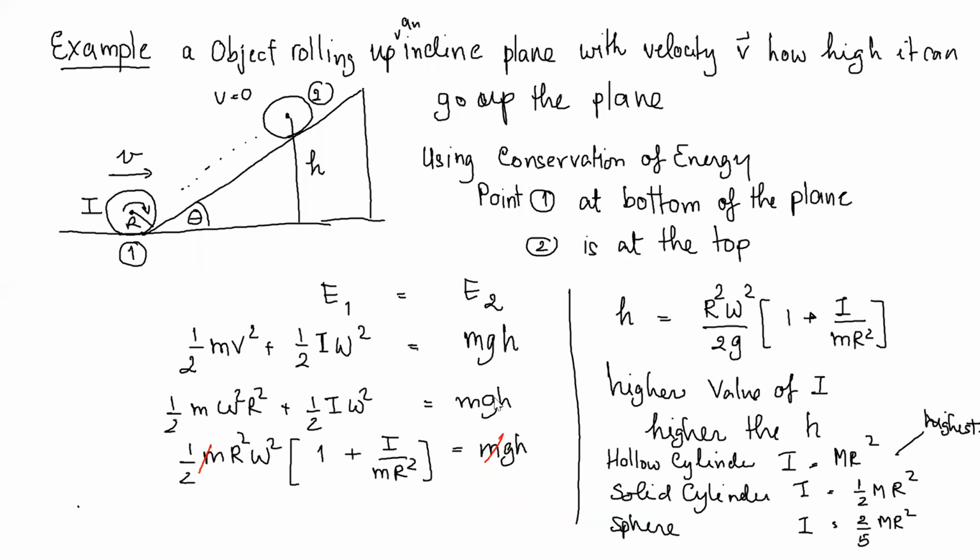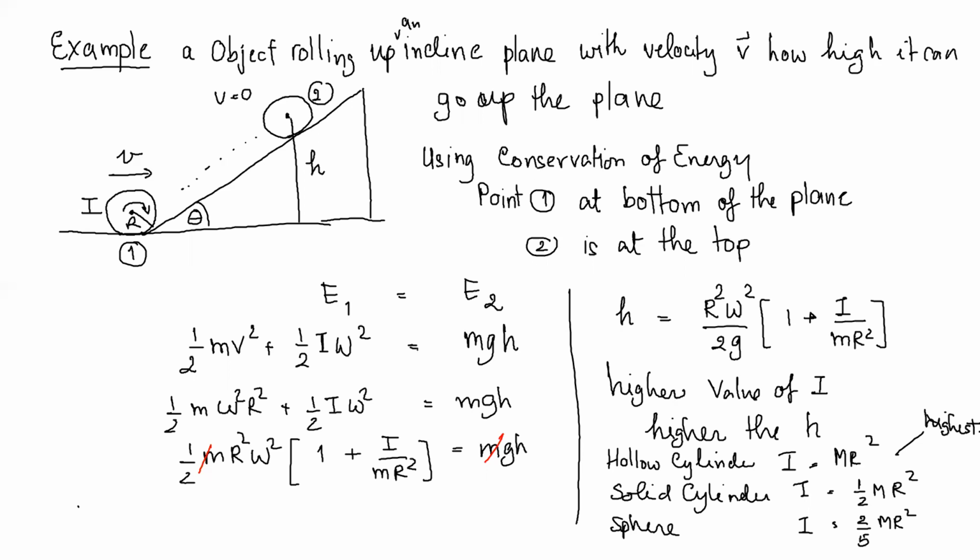Okay, let's have a look at the problem. An object rolling up an inclined plane. So we have an inclined plane and we have some circle, some smooth object, and we roll it up the inclined plane with initial velocity v. The question asks how high it can go up the plane.